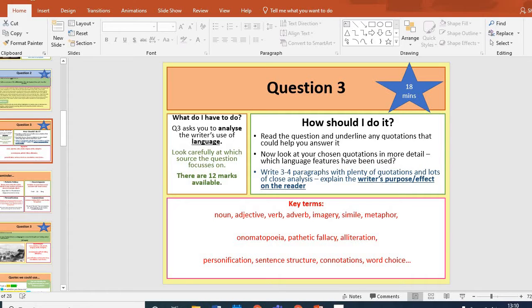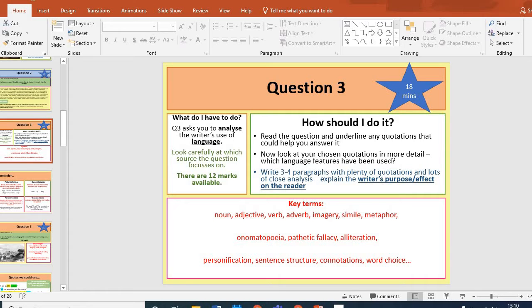Look at your chosen quotation in more detail, and consider what language features have been used. Ideally, you want to go for 3 to 4 paragraphs with plenty of quotations and lots of close-in analysis, where you zoom into those words, talk about the reasons that they've been used and the effects that they give to the readers. So some of the key terms you might want to use for question 3, you can see below.